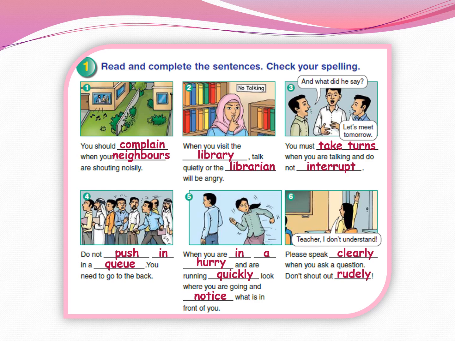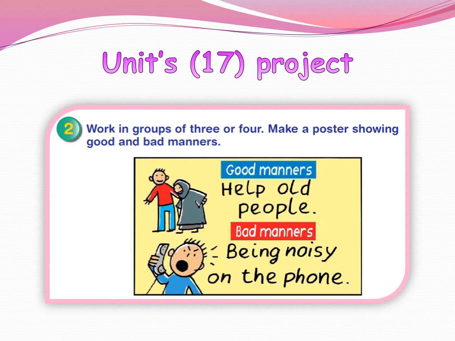The last thing in this lesson is the project. Unit 17 project. Work in groups of 3 or 4. Make a poster showing good and bad manners. You can do this project individually at home. Write on a poster some good and bad manners and send the picture to your teacher.